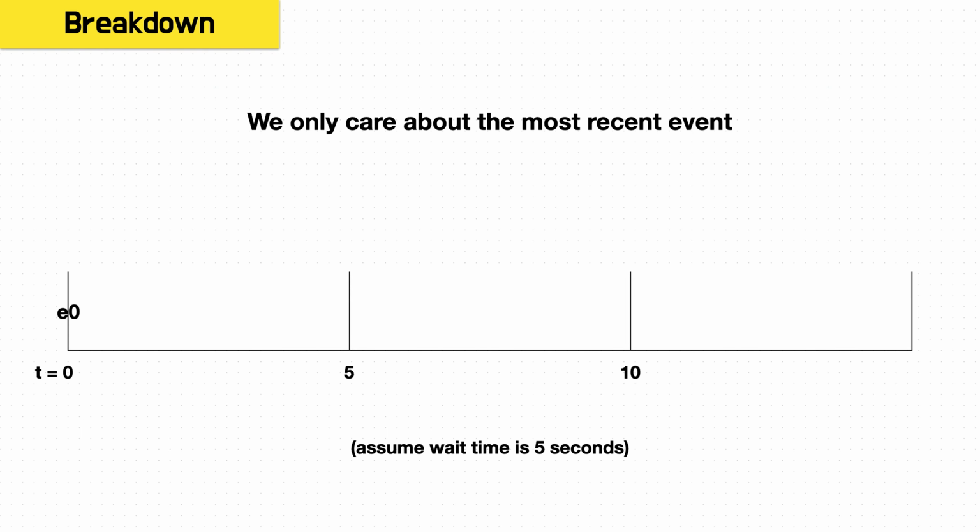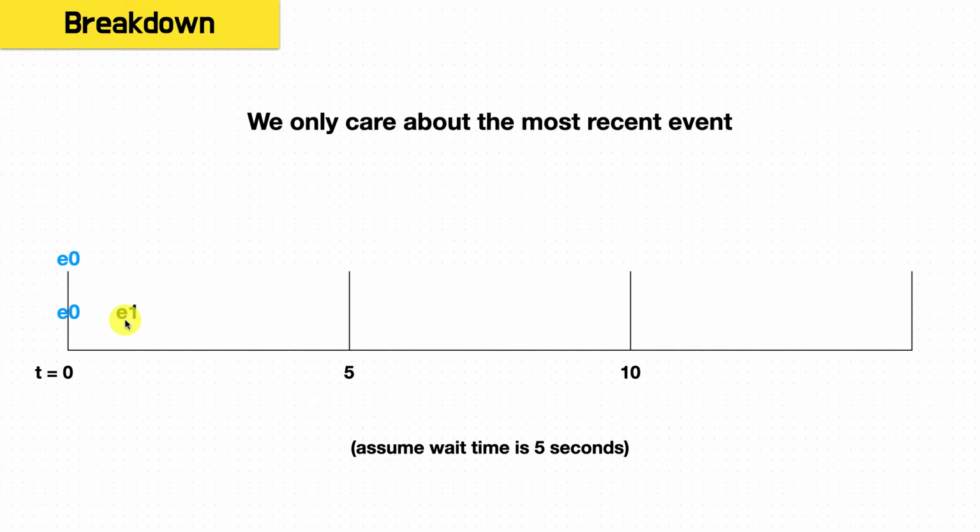With a throttle, we only care about the most recent event, so let's walk through what happens when we have multiple events that come in. We have an event, E0, at time 0, so this is going to be executed immediately. Then, after executing this event, we start the throttle.